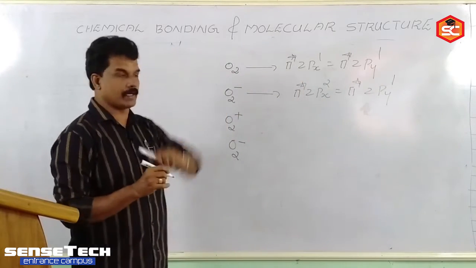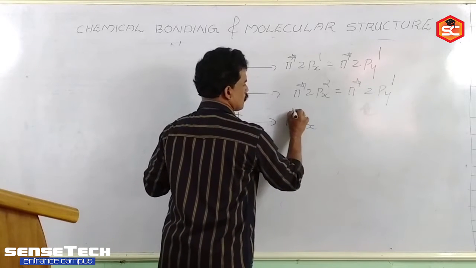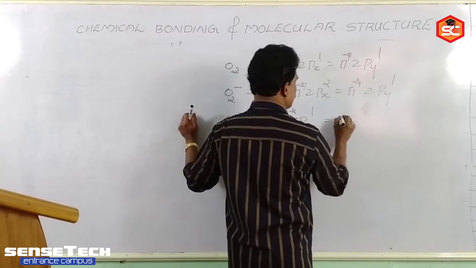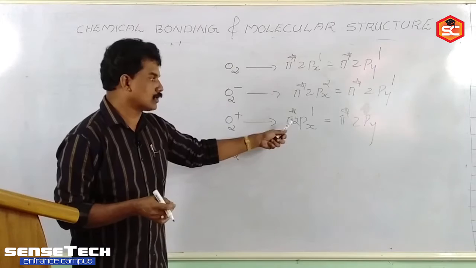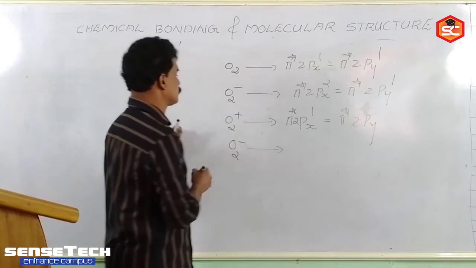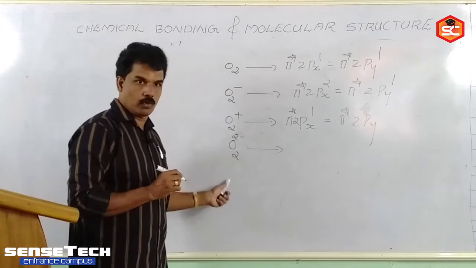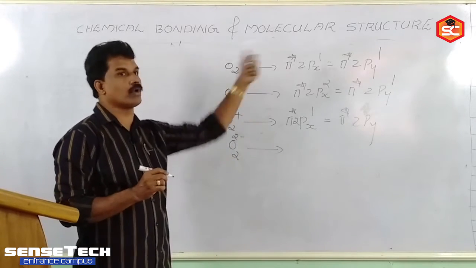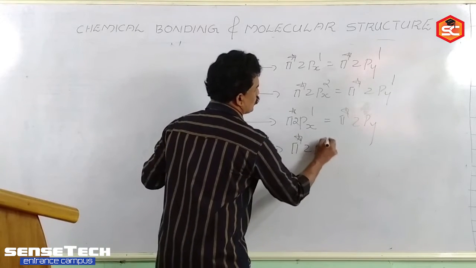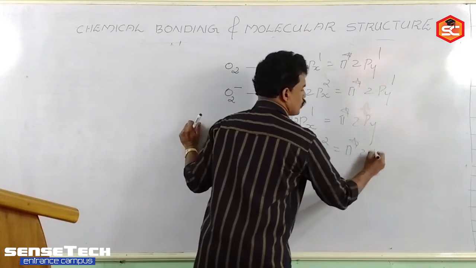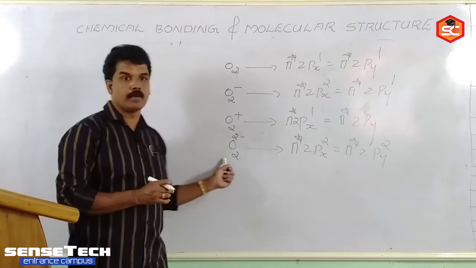So this is also paramagnetic. Then O2 plus, we have to remove 1 electron from oxygen. So pi star 2px is equal to pi star 2py has only one electron in each. So this is also paramagnetic. Then O2 2 minus. Here 2 minus means it is gaining 2 electrons. So the configuration becomes pi star 2px2 is equal to pi star 2py2. Both are paired. There is no unpaired electron, so it becomes diamagnetic.